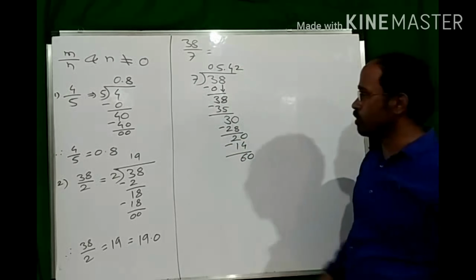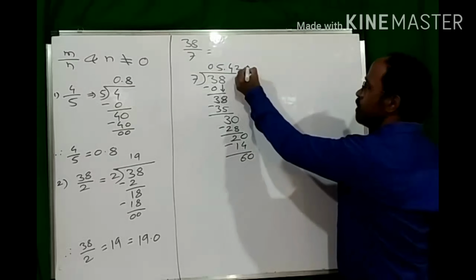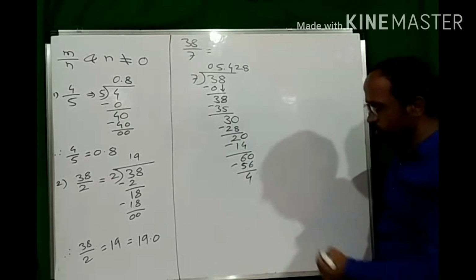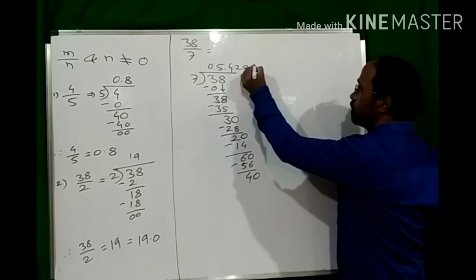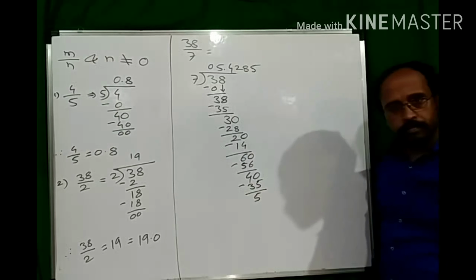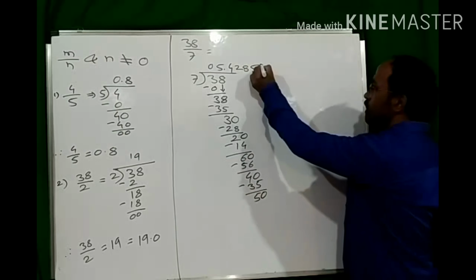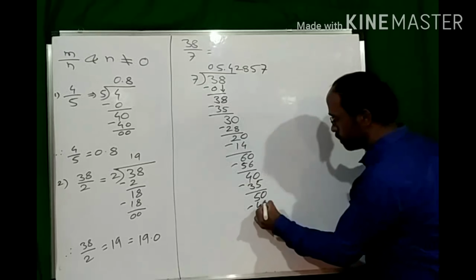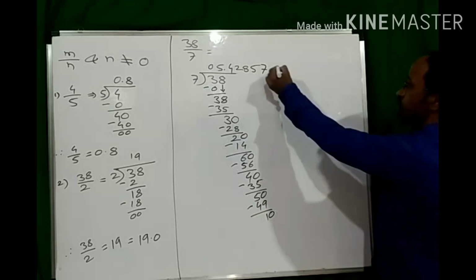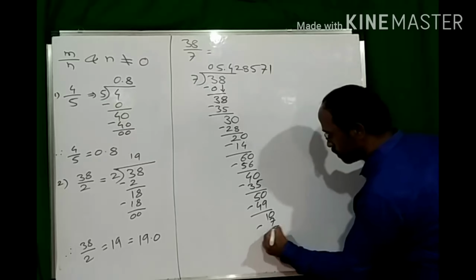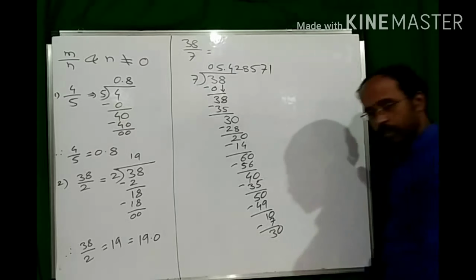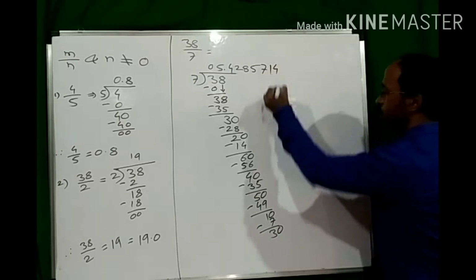Append a 0. 7 8s are 56. 4 is the remainder. 40. 7 5s are 35. 5 is the remainder. Append a 0. 7 7s are 49. 1 is the remainder. Append a 0. 7 1s are 7. 3 is the remainder. Append a 0. 30. 7 4s are 28.